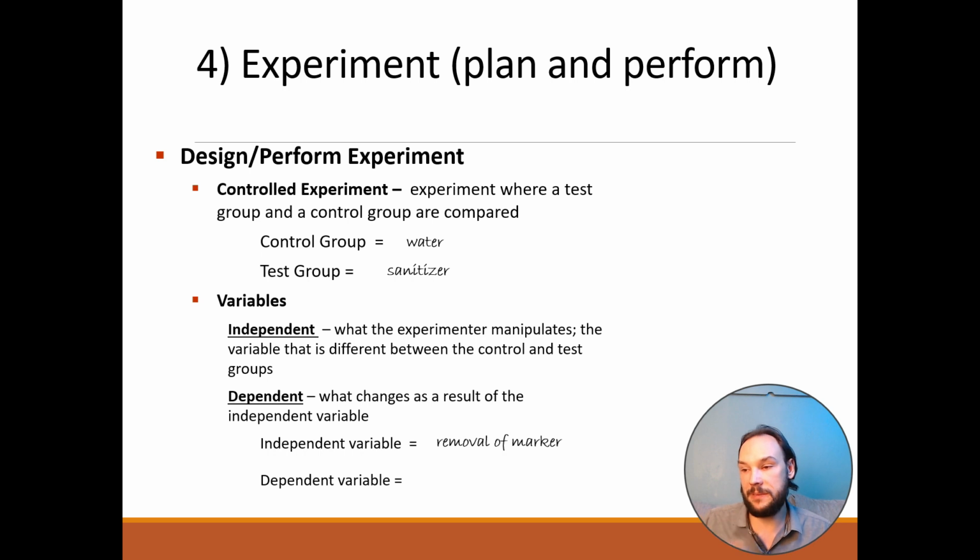If we look at our independent variables, the independent variable would be removal of marker. So we can maybe say, yes, it got removed, or no, it didn't get removed. That's what we measure. When we look at our dependent variable, that would be actually the different sanitizers. I told you at the beginning you should get a little bit different sanitizers. Maybe they make a difference.